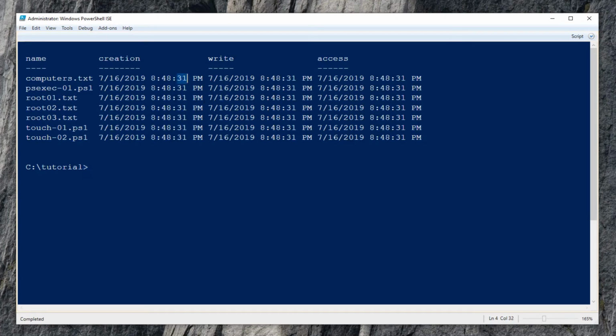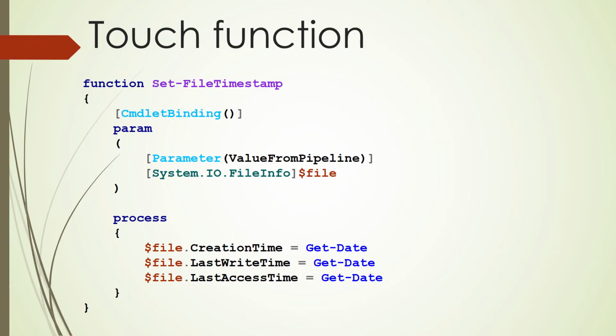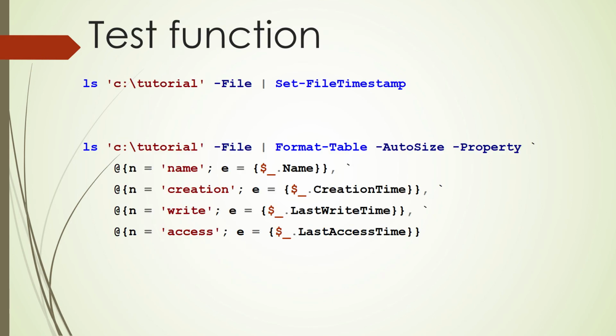Inspect the file timestamps. They are updated, so the function is working. Run several times. If you run in short intervals, you may only see the changes in seconds. Here is the first part of the code that defines the function Set-FileTimestamp. Here is the second part of the code that tests the function.